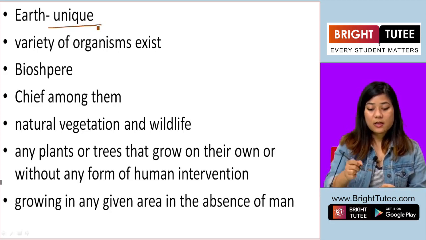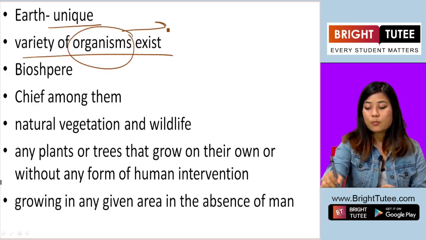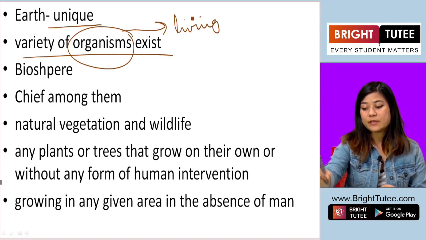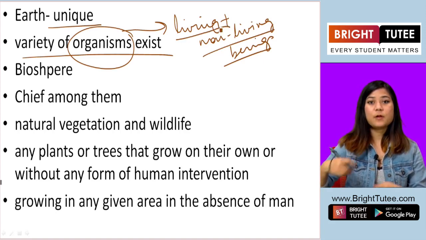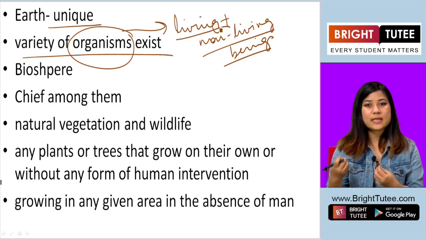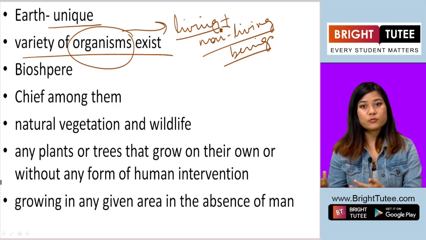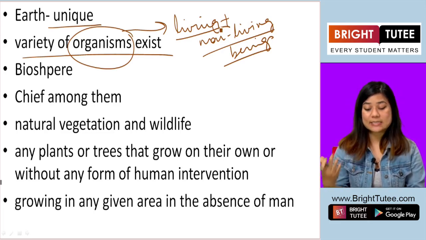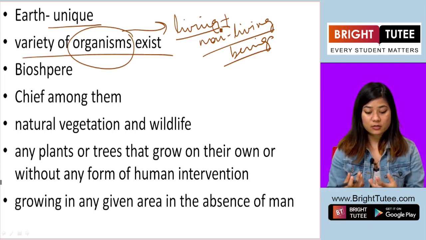So in Earth, a variety of organisms exist. Organisms mean both living and non-living beings. Everything from plants to animals to insects to all those animals and things that we cannot see with our eyes, or all those things that we can see with our naked eyes. So all of that exists together in Earth, okay?